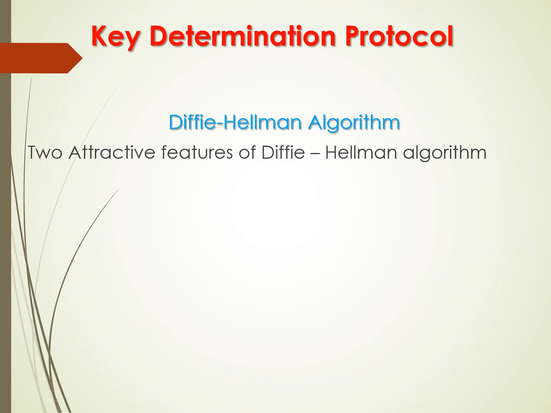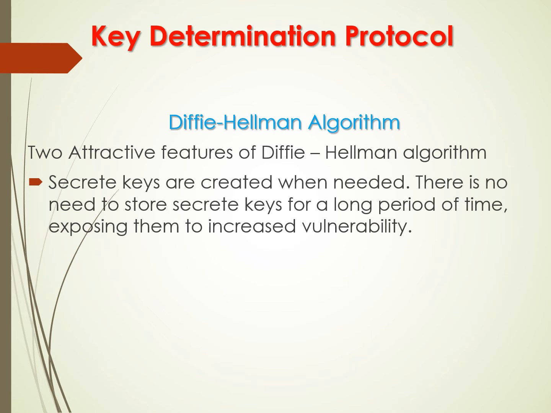So one of the attractive features of the Diffie-Hellman algorithm is that secret keys are created when needed. Whenever the secret key is needed, by that time the secret key will be created. Unless we need a secret key, it is not going to create any secret keys. So there is no need to store secret keys for a long period of time, exposing them to increased vulnerability.